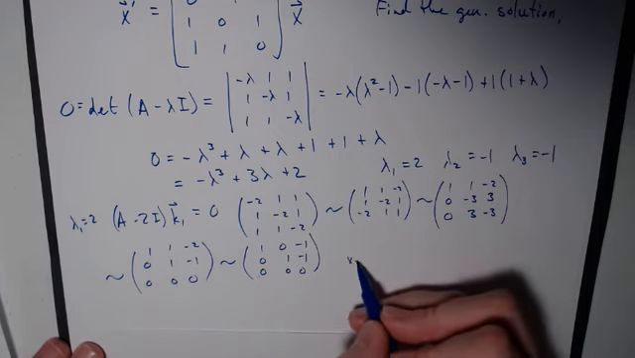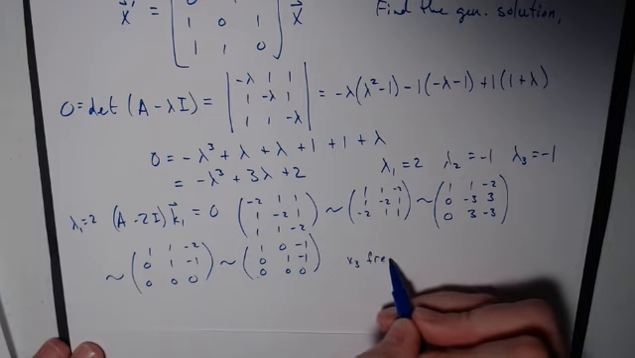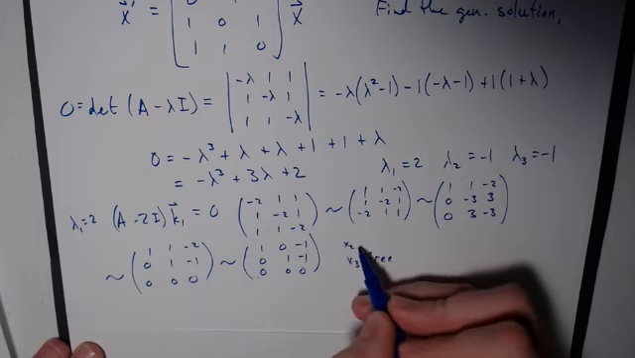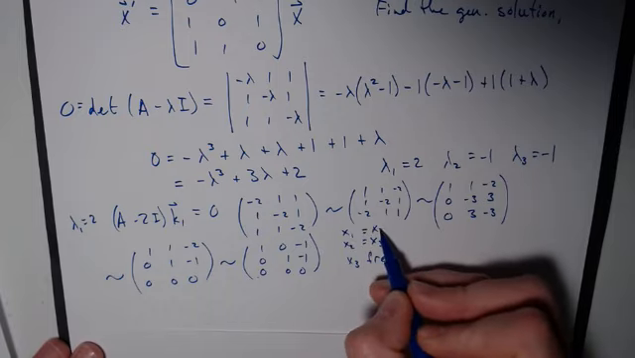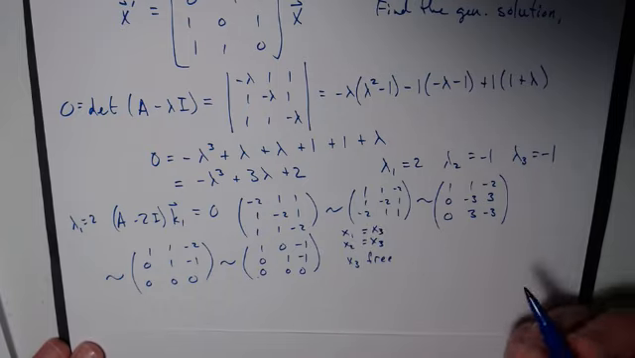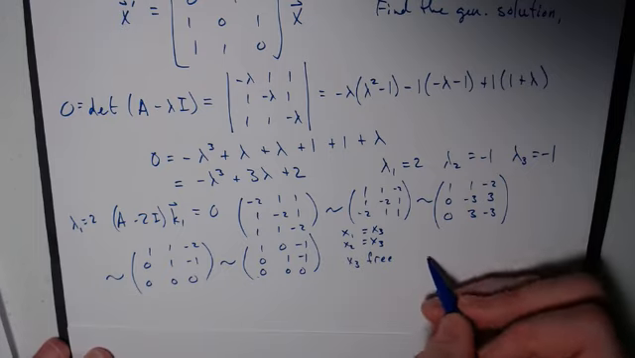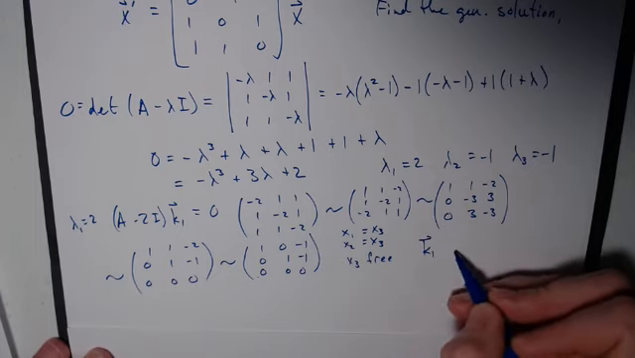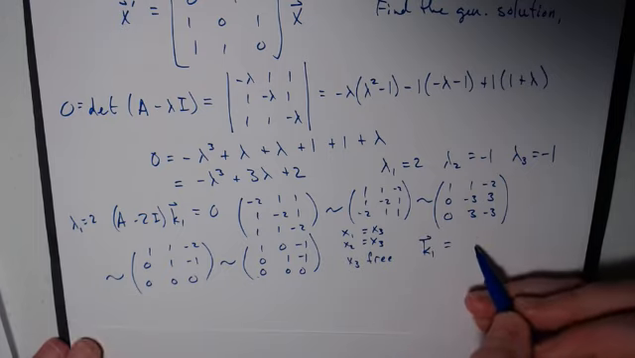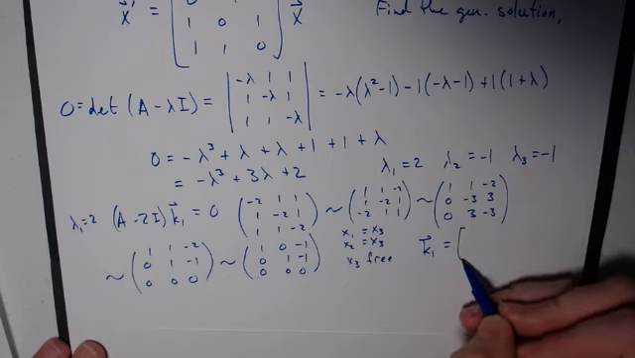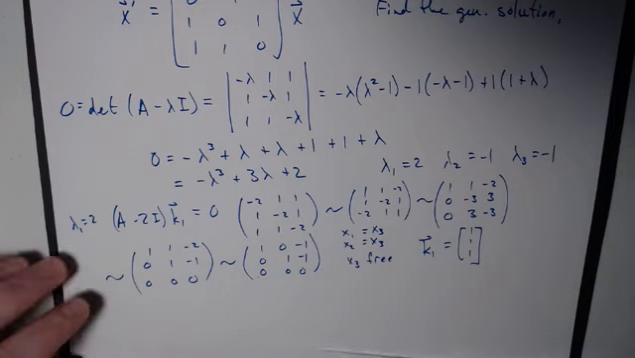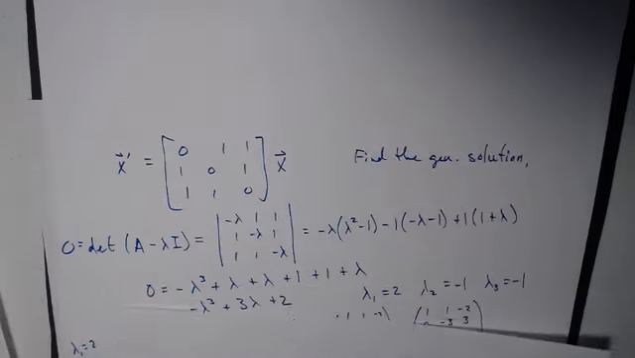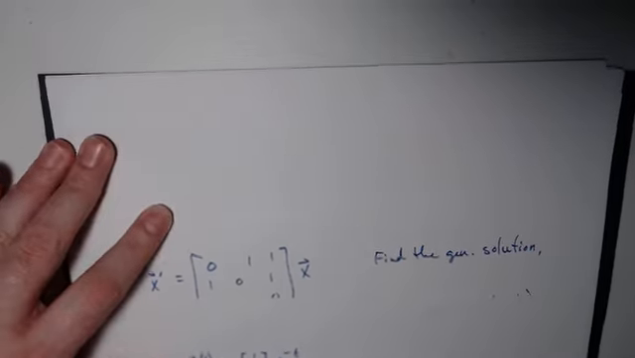So I have x3 is free, x2 equals x3, and x1 equals x3. So I should have said k instead of x. I'm just used to x. So k1 here should be equal to 1, 1, 1, or any multiple thereof. So then lambda 2 equals -1.